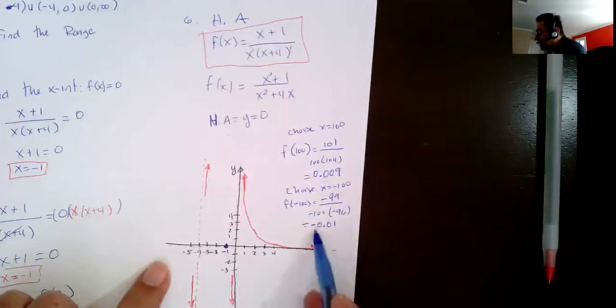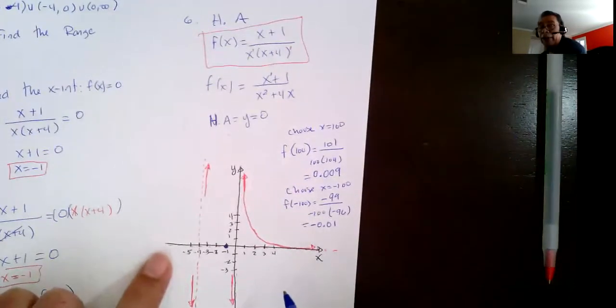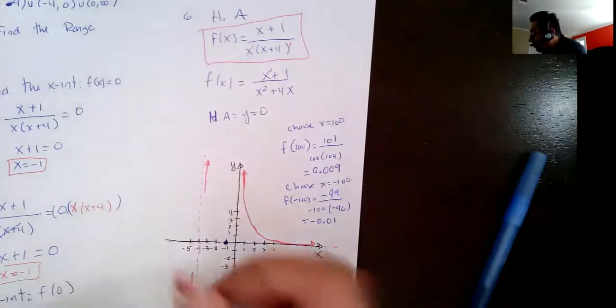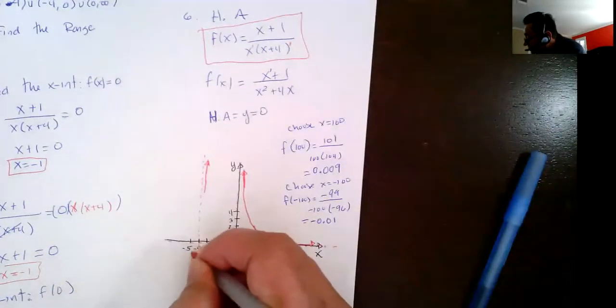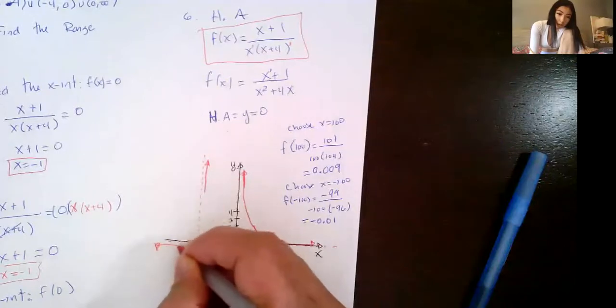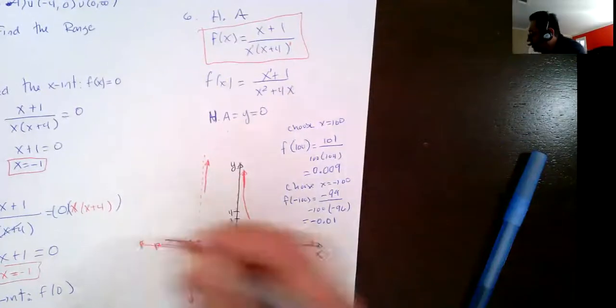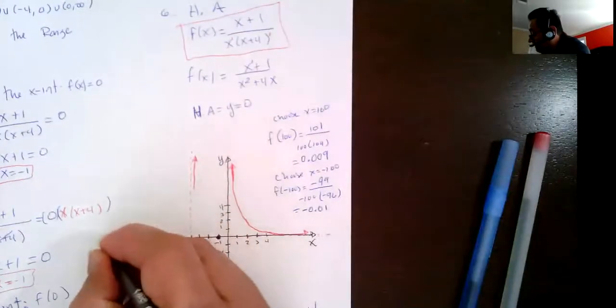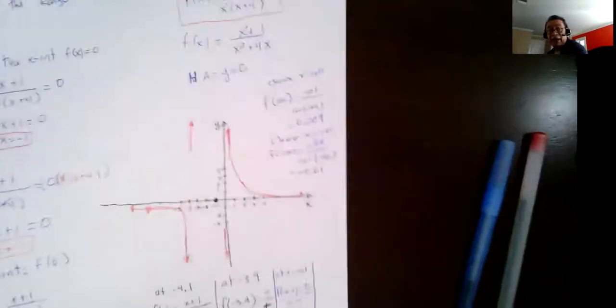The negative tells me that the graph is going to go below the x-axis, but very close to the x-axis, by the way. So this is how the graph goes, you guys. It's going to get very, very close to the x-axis. Is that clear, you guys?